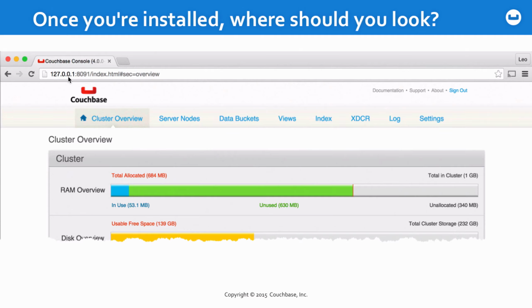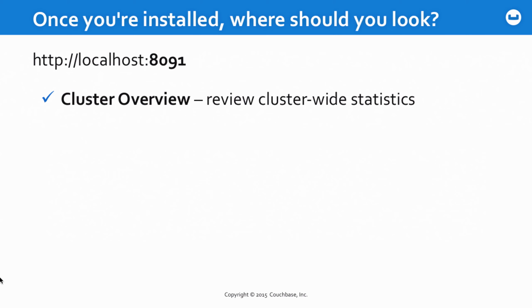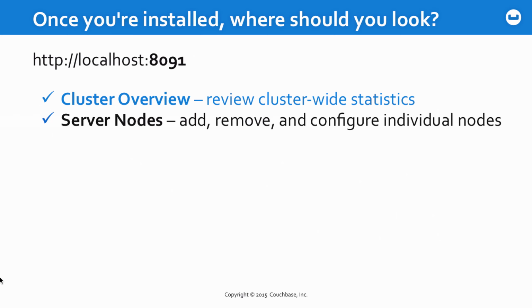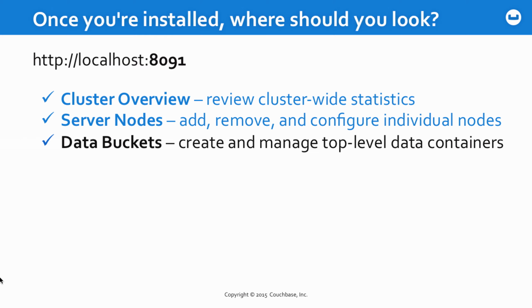Once installed, you're going to browse to localhost, 127.0.0.1:8091. Here, you'll see a menu with Overview, Server Nodes, Data Buckets, Views, Index, XDCR, Log, and Settings. Let's quickly review what these are about. First, Cluster Overview is going to show you cluster-wide statistics. Server Nodes is where you would add, remove, and configure individual nodes for your cluster. Data buckets, as we'll talk about further in this course, are where you create and manage your top-level data containers.